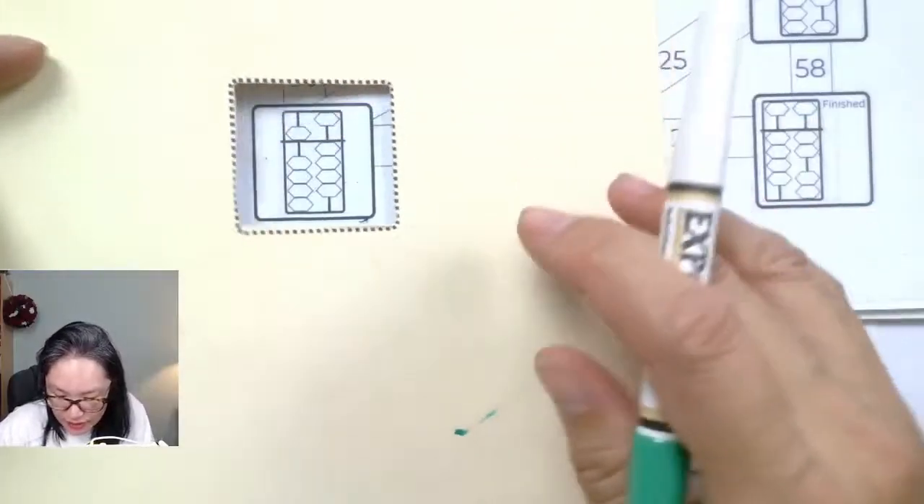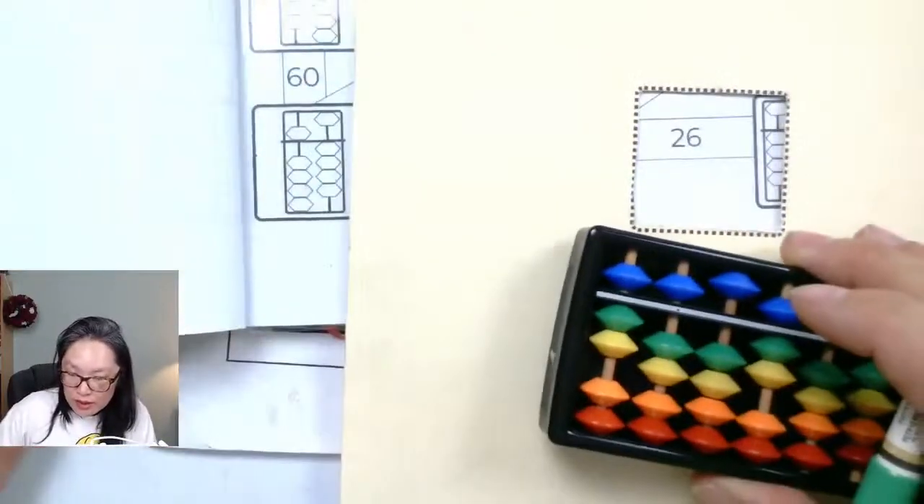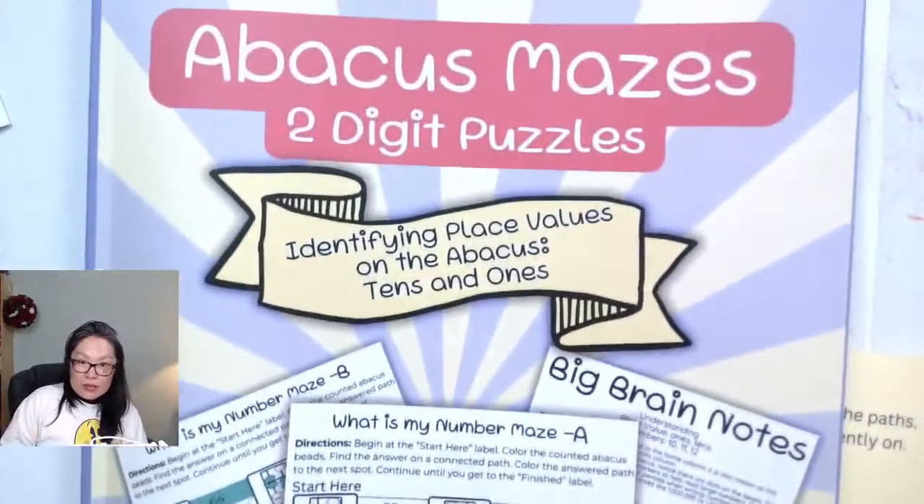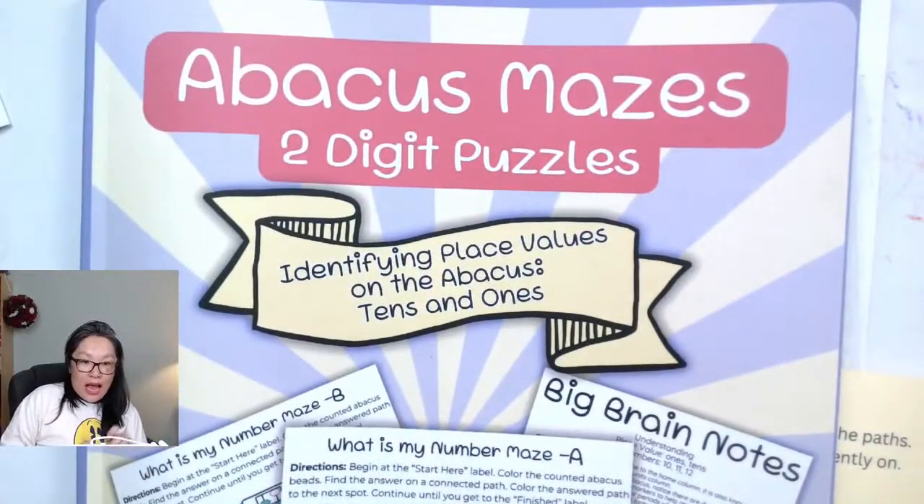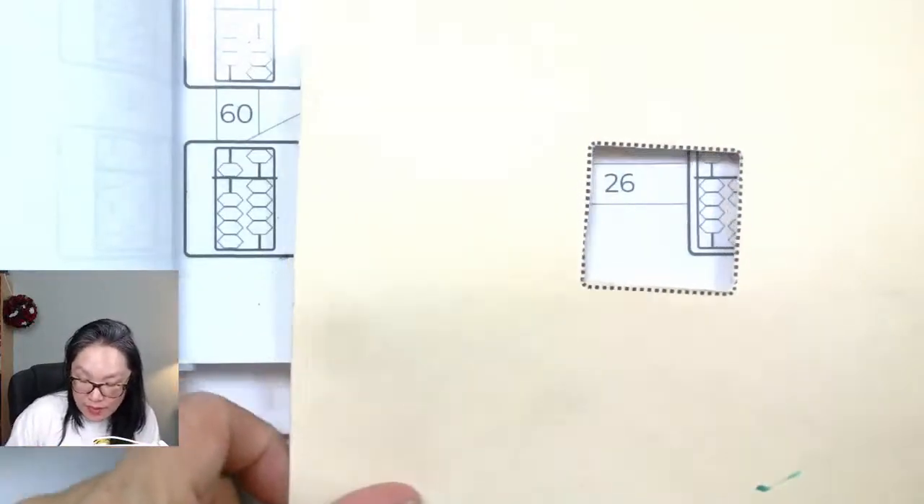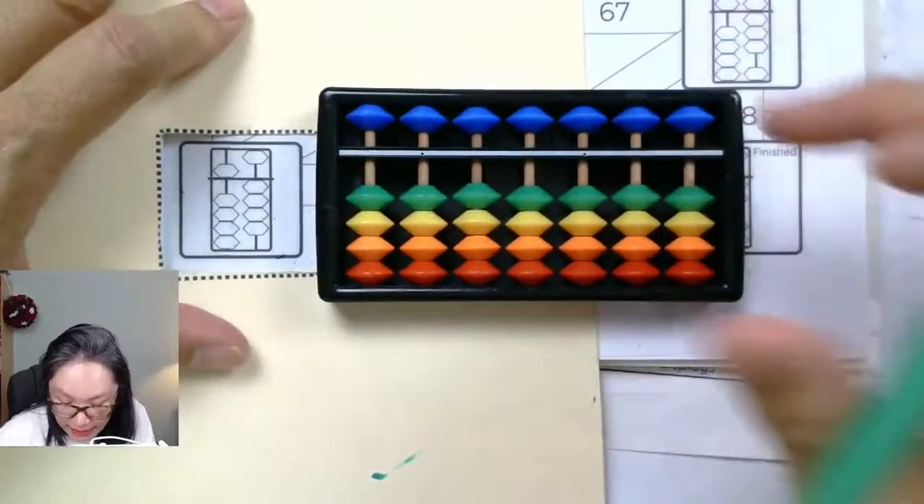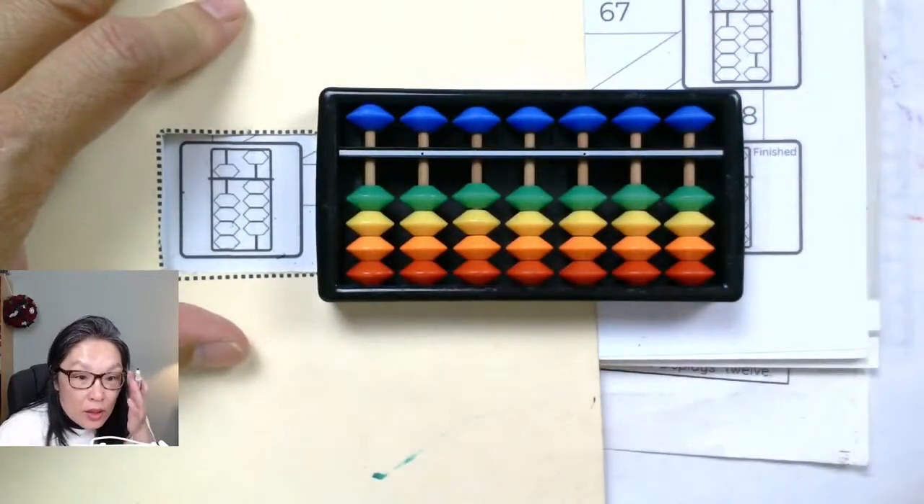We're at 75 and we're going to go over here. These are my worksheets. So what we're doing is this workbook, and right now we're looking at how to read the abacus. This workbook is just going through a maze and being a little bit interactive, trying to make sure that we understand how to read the abacus.